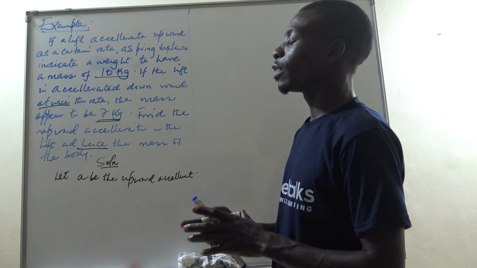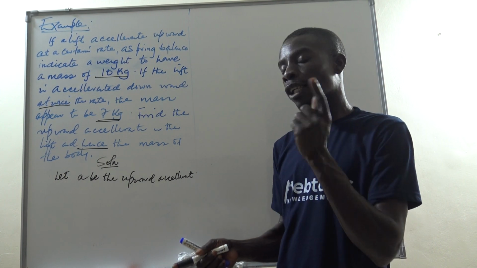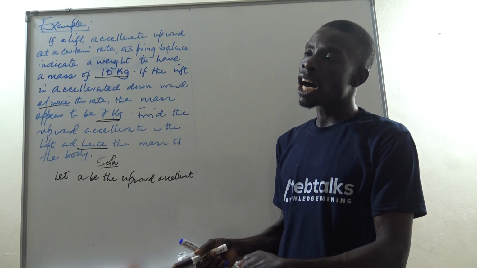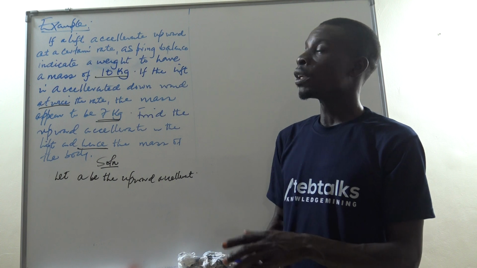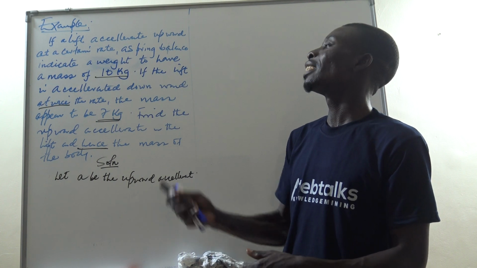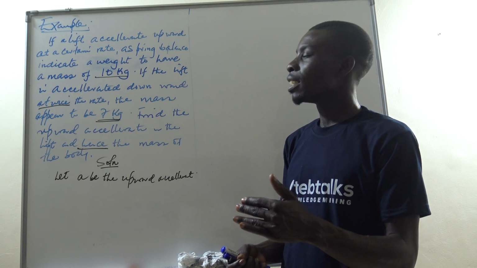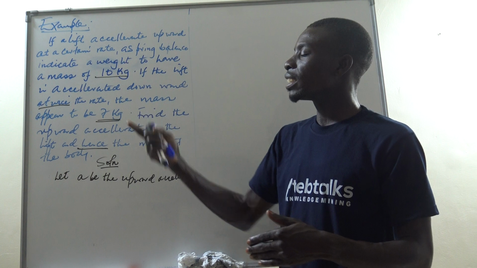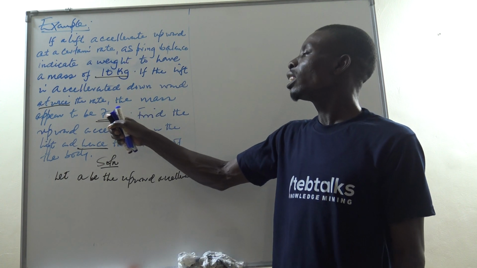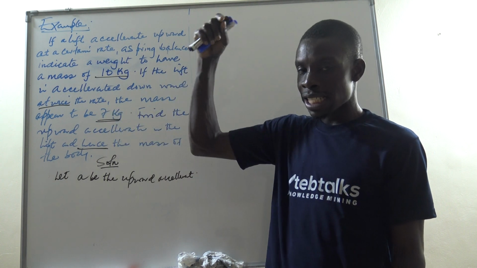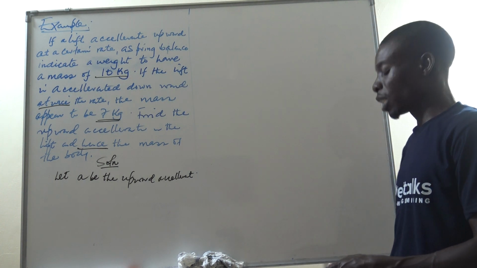But we also said that when a body is moving up, it will appear heavier than the actual weight of the body. And if the body is moving down, it will appear like it has lost weight compared to the actual weight. So if the body is moving up and it appears to be 10, in reality it is less than 10. And if it is moving downward and appears to be 7, it is not just 7, it is bigger than 7, because for a downward motion the body appears to have lost some weight.